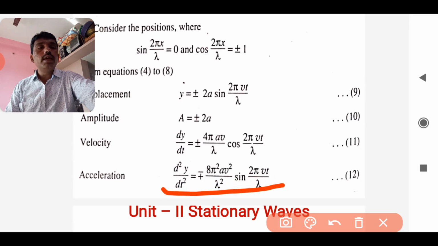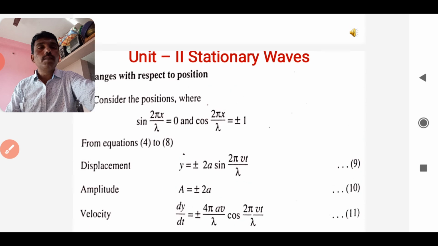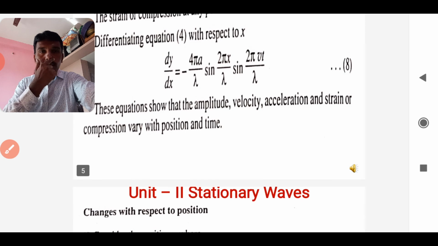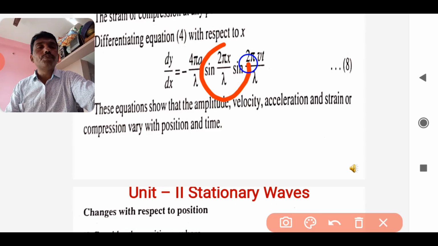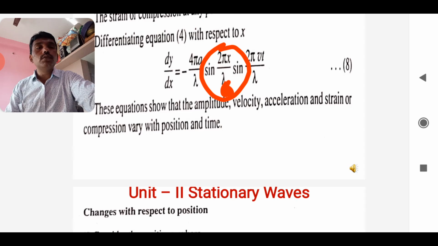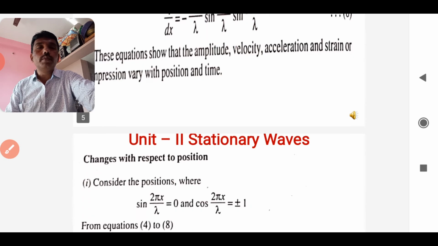Now what will happen to the strain? Strain, as you are aware, is dy by dx. Let us look at the dy by dx relationship. In dy by dx we got sine of twice pi x by lambda, which here is taken as 0. Since it is 0, 0 into anything is 0, and that means the strain becomes 0.